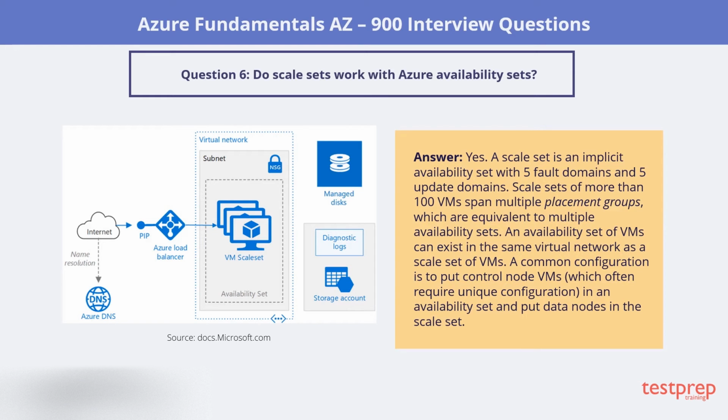An availability set of VMs can exist in the same virtual network as a scale set of VMs. A common configuration is to put control node VMs in an availability set and put data nodes in the scale set.